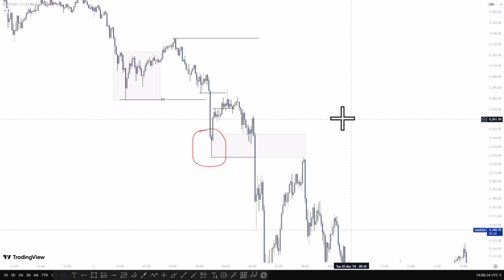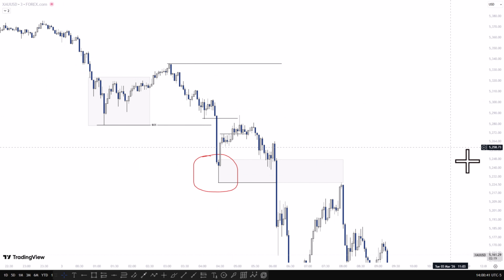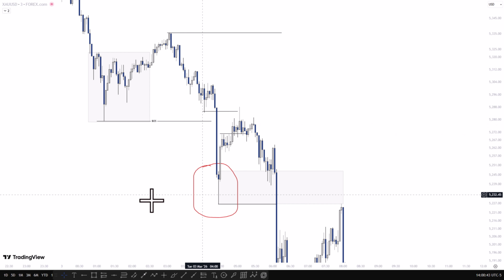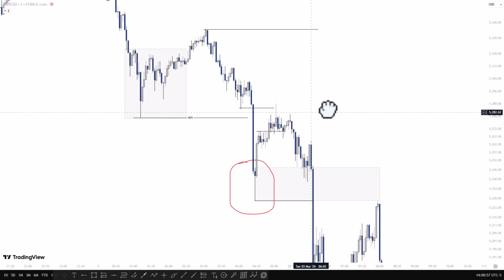We have seen that price has created this market structure shift here. And we had a break of structure because here on the 1 minute, you will see a market structure shift. That is a change of character. And we see break of structure here. That's to tell you that the pullback is confirmed. But here, how do we enter?